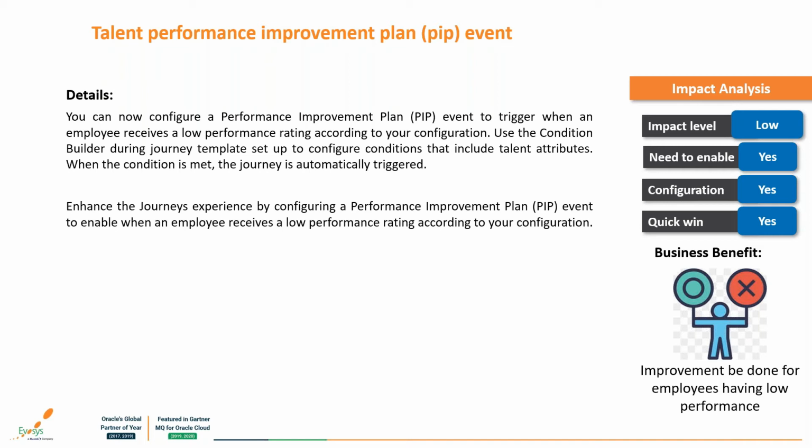To enable this feature, you have to go to the setup and maintenance checklist template task and enter the details of the checklist, and same as in the previous one, click on the actions and events tab. In the configure events section, you can click on add and configure attributes, then click on edit to display the condition builder and create a condition group by specifying the operator, operand type and operand value, and click on OK and save the checklist. So the business benefit of this feature is that improvement can be done for the employees who are having low performance.